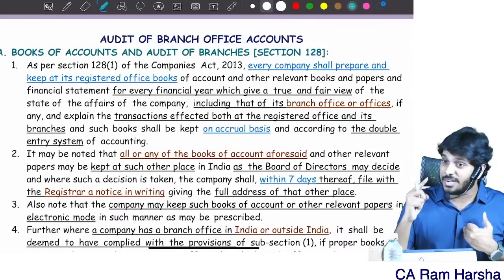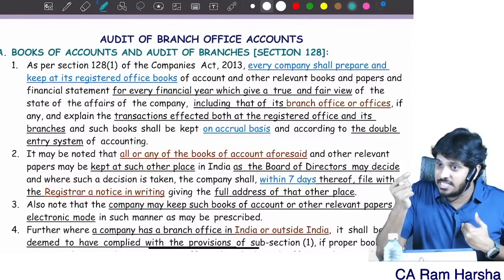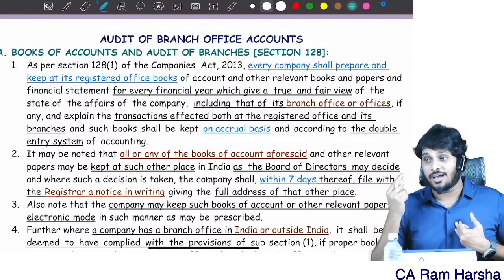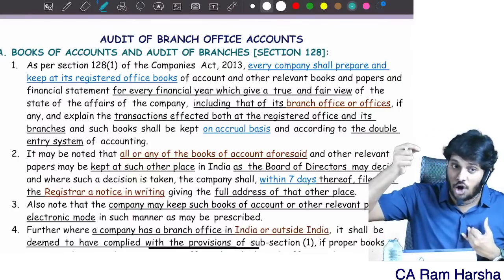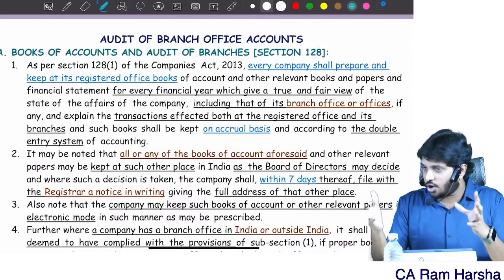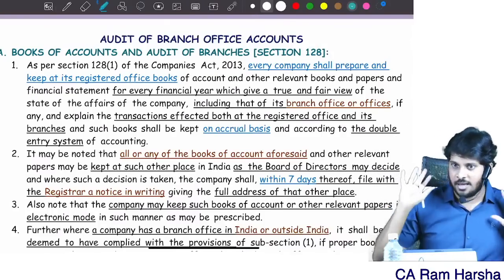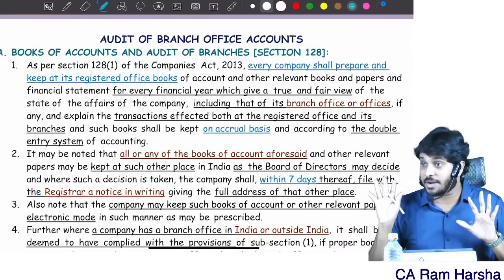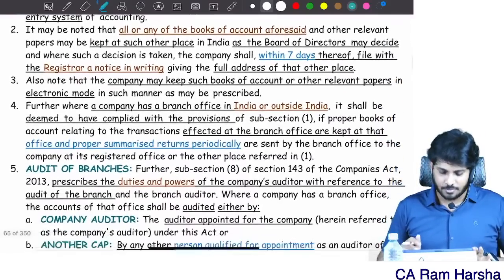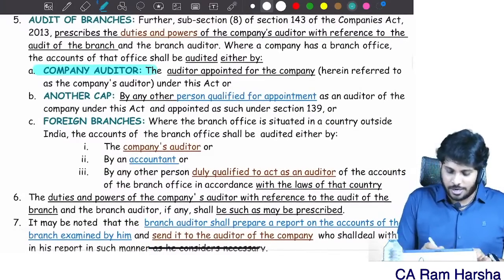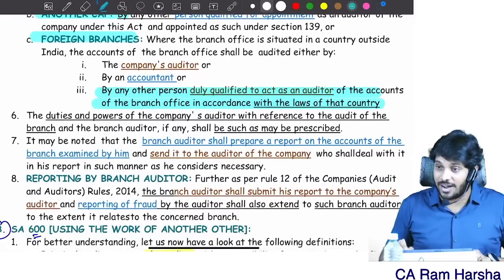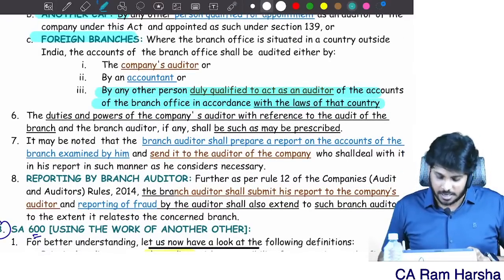Suppose a company decides to appoint a separate CA having a COP, the company can appoint a separate CA and send him outside India to do the audit. Or the company can appoint an auditor as per the law of that nation. As per whatever the country's law is, they can appoint the branch auditor. Any of them can be appointed as a branch auditor if the branch is situated abroad. So in case of a foreign branch, the company auditor or another CA, or any person duly qualified to act as an auditor as per the law of that country, can audit.